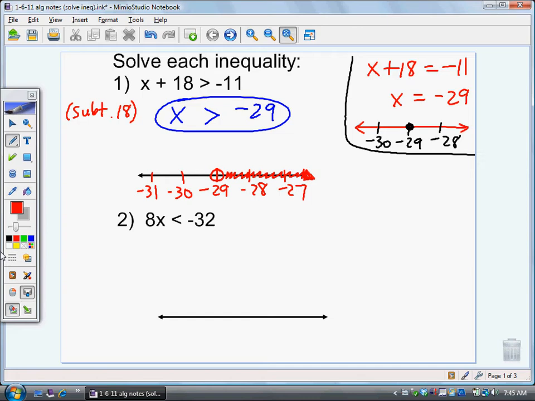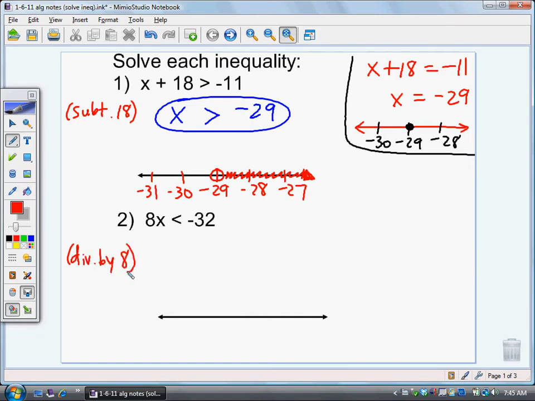So the only difference with solving inequalities is you have to be careful. Anytime you multiply or divide both sides by a negative number, your inequality symbol is going to change. So in the first one, since I was subtracting, doesn't matter if I subtract positive or negative, the inequality stayed greater than.